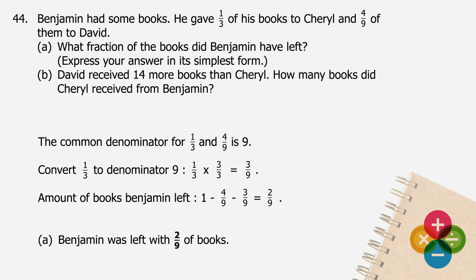The difference in number of books between David and Cheryl will be, subtract 3/9 from 4/9, and the difference is 1/9. 1/9 is equal to 14 books. 3/9 will be, multiply 14 by 3, and the product is 42. B. Cheryl received 42 books from Benjamin.